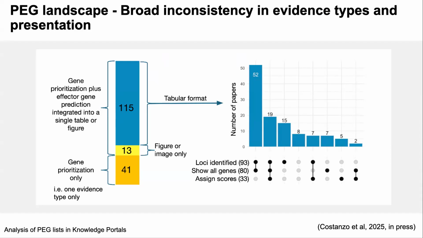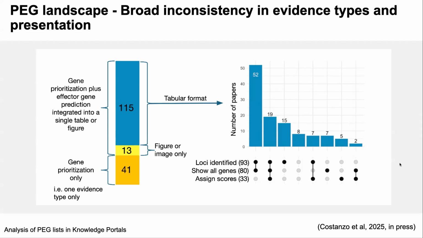A theme that came out again and again, as Noelle noted, is that there's broad inconsistency in the different evidence types that people are using and how they present that evidence. So what you're looking at here is an analysis of the different PEG lists that Noelle mentioned that are in the Knowledge Portal. A majority of them do integrate different evidence types and present it in a table, but some only present it as a figure or an image, which has problems with reusability, and some just look at one evidence type. Of the ones that do use a table, you can see in this UpSet plot the different features that are presented in the table of evidence that's provided.